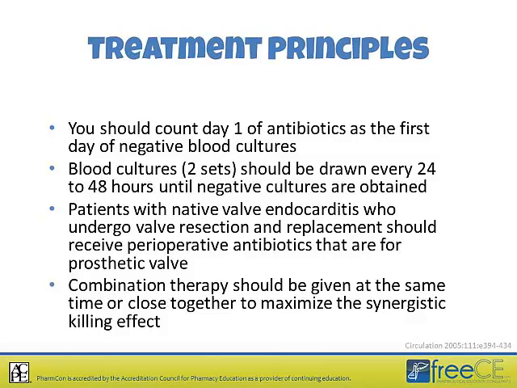So you're going to start, the first day that you have presumptive endocarditis, but you're not going to count your first day of antibiotics in terms of your 2 or 4 or 6 weeks or whatever you determine the appropriate duration is. It's going to be that first day of negative blood cultures. You need to get then 2 sets of blood cultures every 24 to 48 hours until you obtain negative cultures, and this is really going to help you in terms of ensuring you have a treatment regimen that is going to be effective, and it also is important in determining your duration.